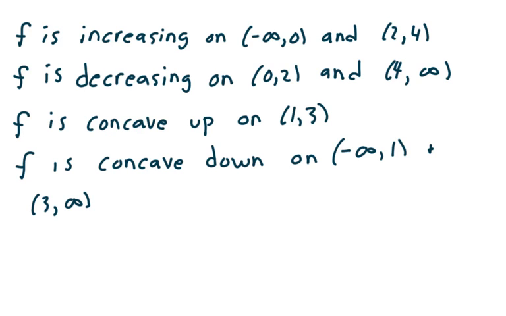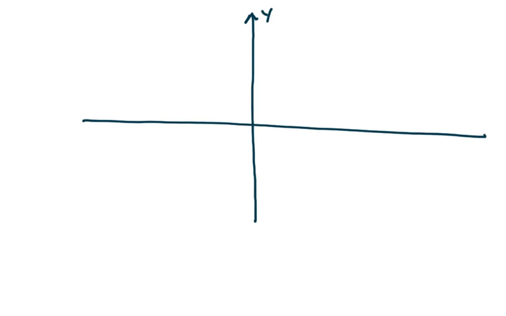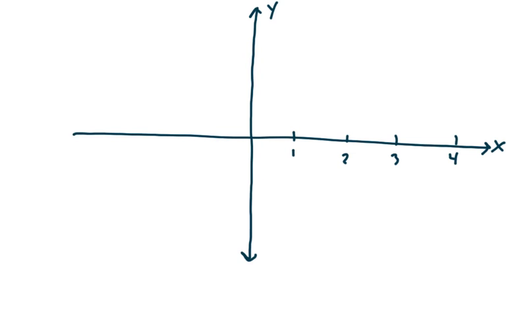Okay, so the main points we have are 1, 2, 3, and 4, it looks like. Here's y, here's x. So we have 1, 2, 3, and 4. Now, one point that I do also want to mention is about 0. So let's include 0, because f prime of 0 is 0. So that says the slope of the tangent line of the function is 0, right?